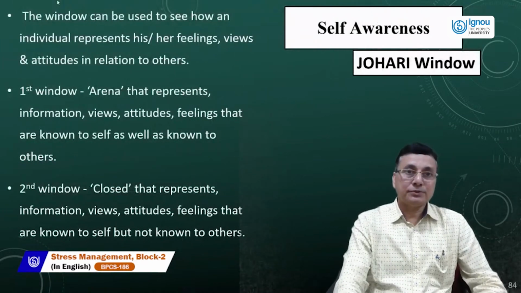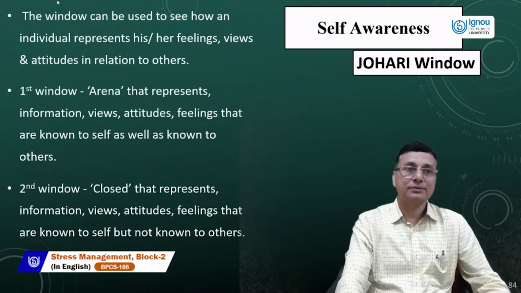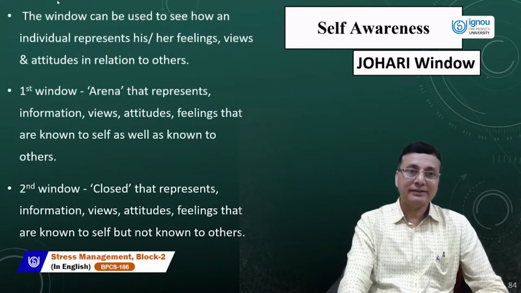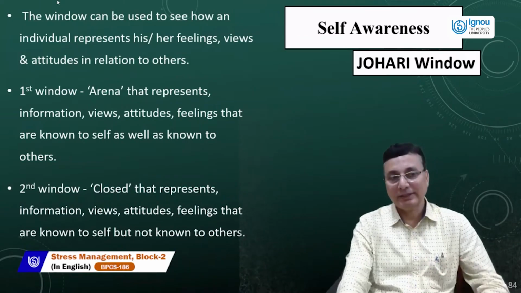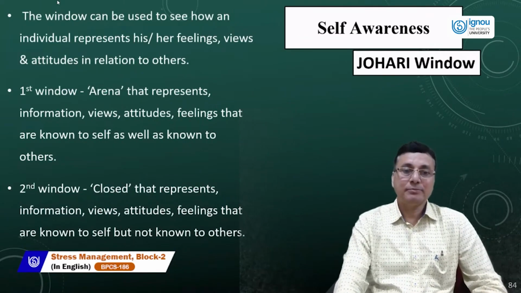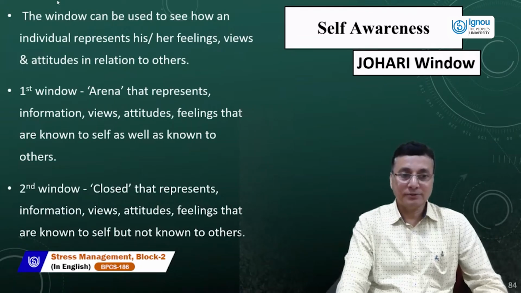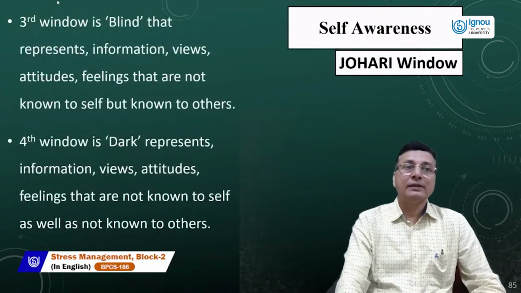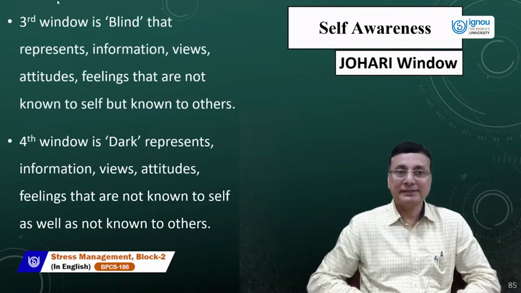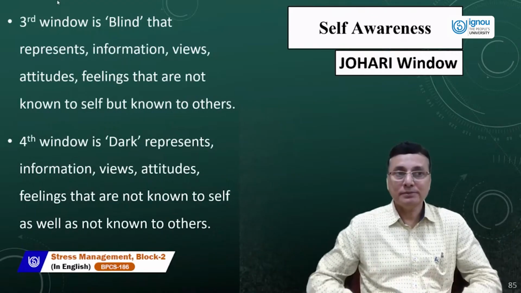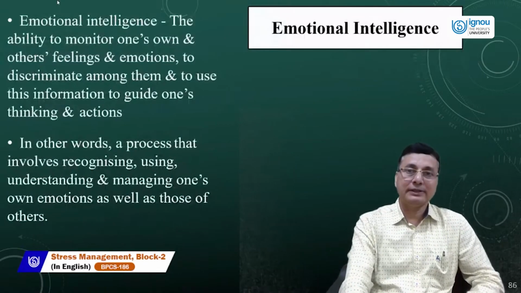So the window can be used to see how an individual represents his feelings, views, and attitudes in relation to others. First window, arena, represents information, views, attitudes, feelings that are known to self as well as known to others. Second window, closed, represents information, views, attitudes, feelings that are known to self but not known to others. Third window is blind, which represents information, views, attitudes, feelings that are not known to self but known to others. Fourth window is dark, no one knows about it, neither you nor others.